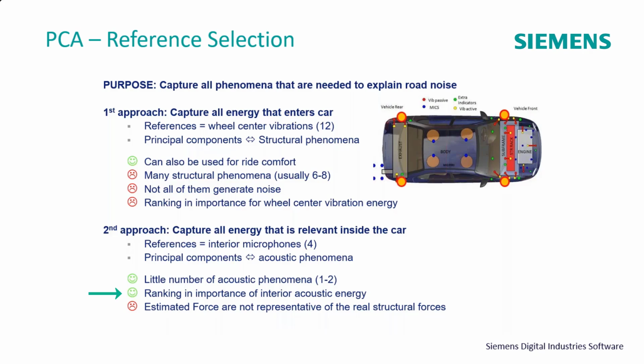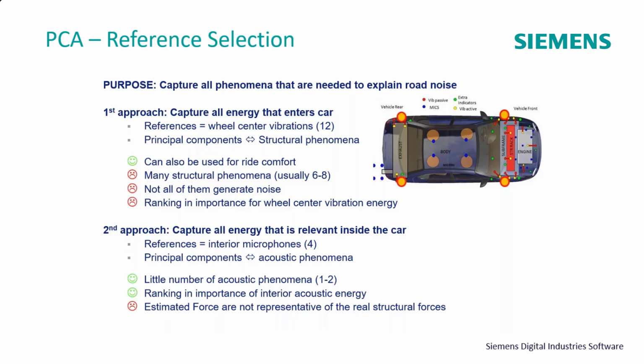So again, we would rank the principal components. We'd look at them. And if we only had 1 or 2 that were dominant, we would only consider 1 or 2 principal components in the TPA. We would not consider all 4. So we rank those in importance of interior acoustic energy rather than structural energy. And then one of the issues with the second approach is the estimated force is not representative of the real structure. So if you care about getting accurate forces at the wheel centers, approach 2 isn't the way to go. Approach 1 is the way to go.